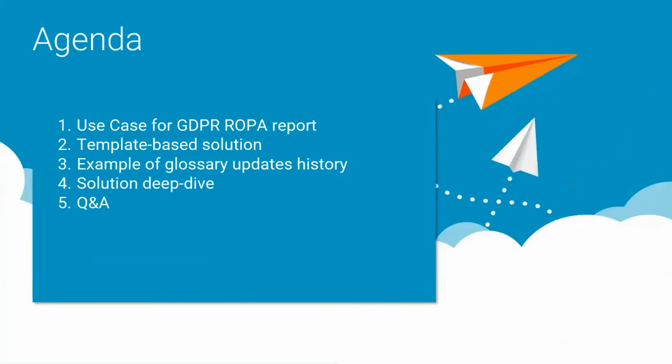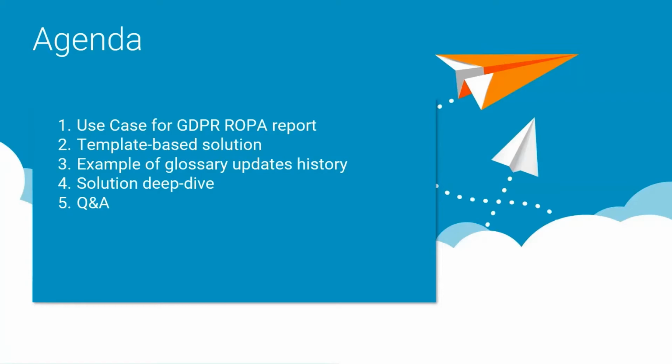So today we will start with the use case for GDPR ROPA report, and then we will showcase the template-based solution, how you can leverage the spreadsheet-based solution to make the API calls. And then we will walk you through quickly one example, how you can show the glossary updates change over time. And then Yuan will walk us through a little bit deeper about the solution, how it was implemented, and what kind of features you can enhance in case you have some additional requirements around that. And then the last piece, we will have some live Q&A. So with that, I'm going to hand over the control to Lisa to walk us through the use case. Lisa?